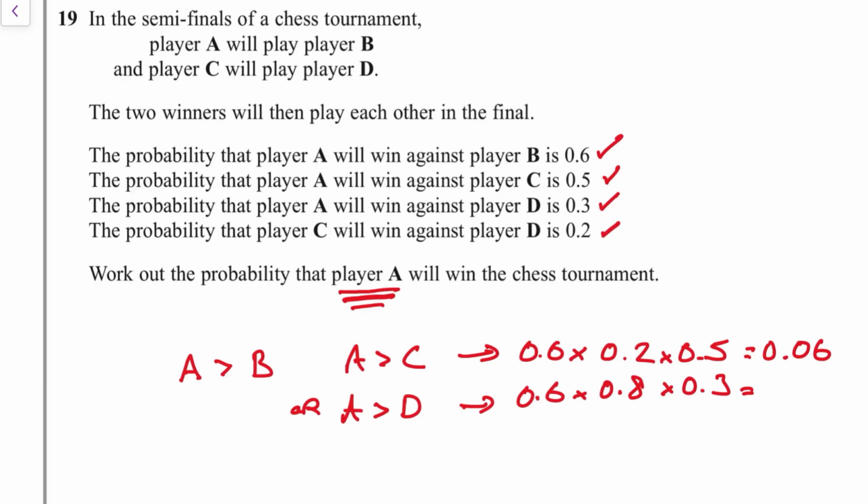48 times 3 is 144. Divide by 3 zeros is going to give me 0.144. Add these together. I'm going to make it slightly easier for myself by putting the extra 0 on here. And that's going to give me 0.204 or 20.4%. That is a good question.